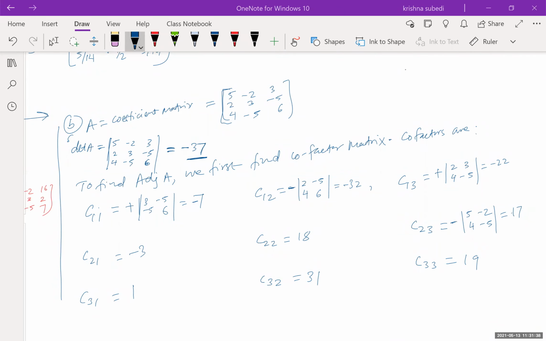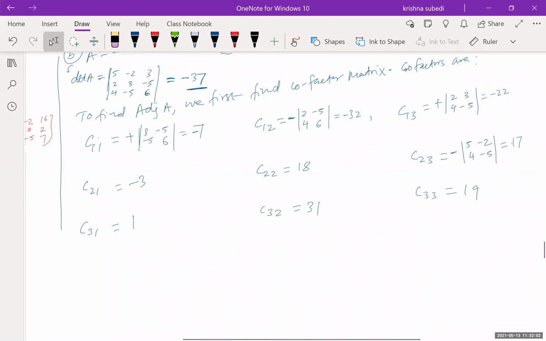Okay, thank you very much for helping me to calculate all 9 cofactors here. So we have C11 is negative 7, C12 is negative 32, C13 is negative 22, C21 is negative 3, C22 is 18, C23 is 17, C31 is 1, C32 is 31, C33 is 19. So our adjoint of A is the transpose of the cofactor matrix.